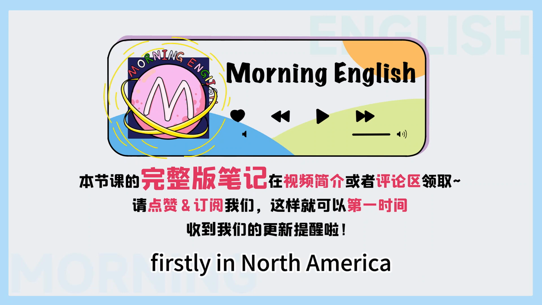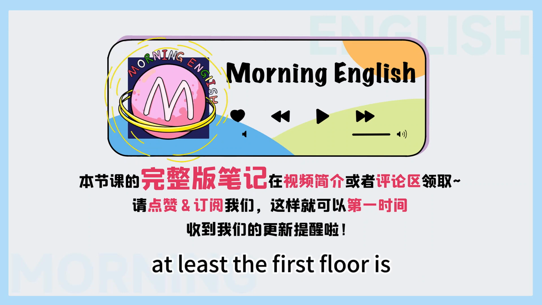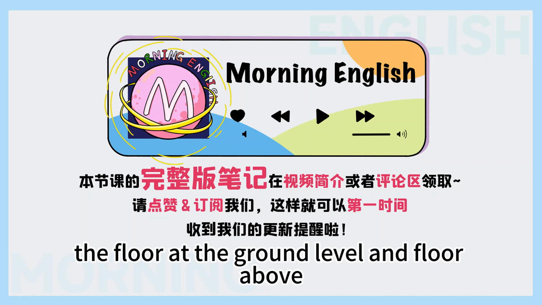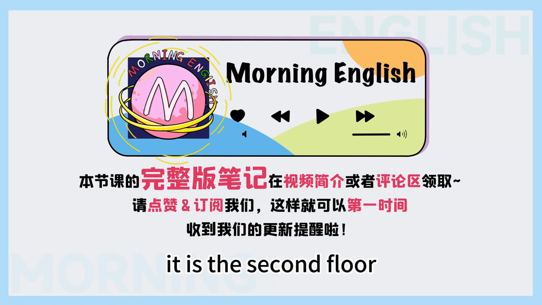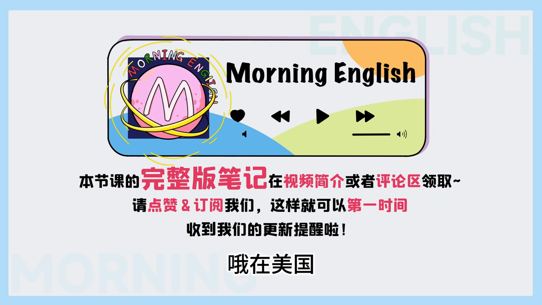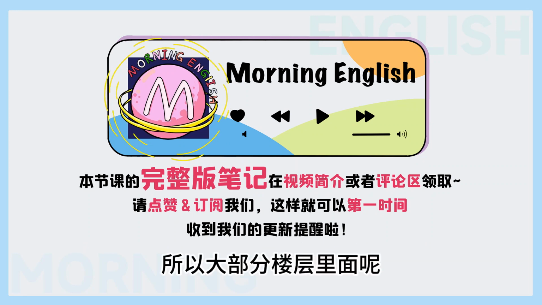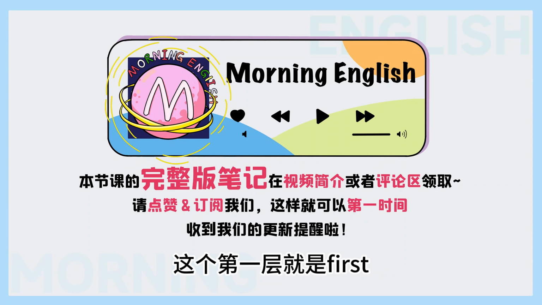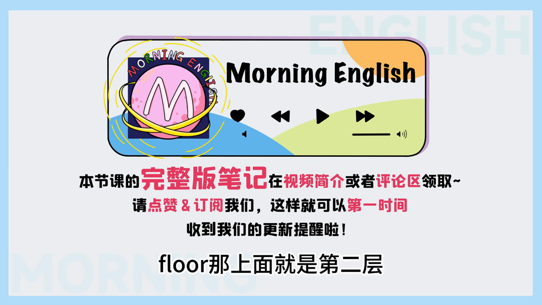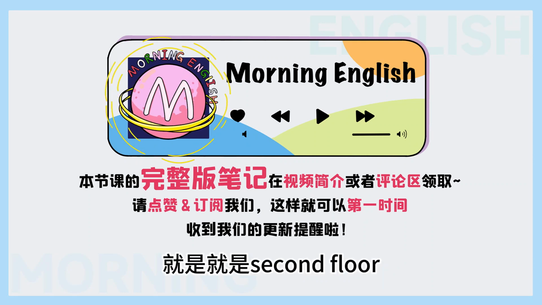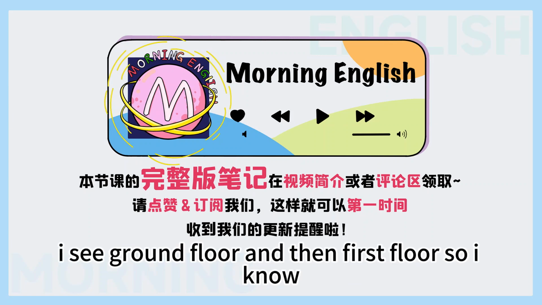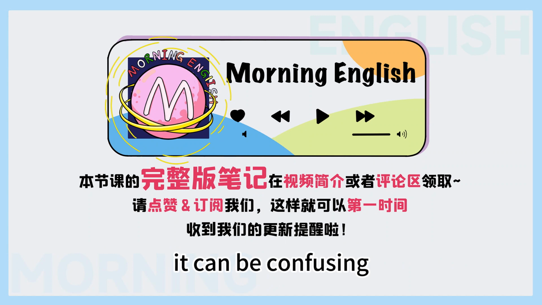Firstly, in North America, at least, the first floor is the floor at the ground level, and the floor above it is the second floor. 在美国人比较实诚啊，所以大部分楼层里面呢，这个第一层就是 first floor，那上面就是第二层就是 second floor，对吧？ Right, but sometimes in China I see ground floor and then first floor, so I know it can be confusing. Yeah.